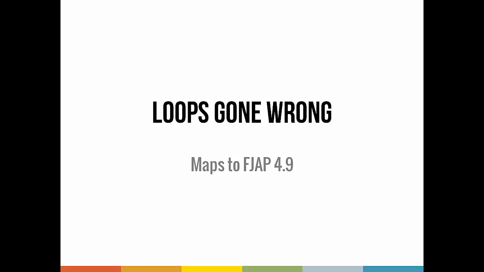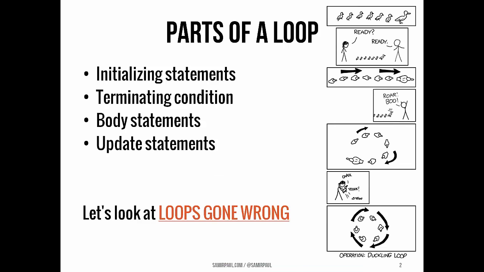It's really easy to make logic errors when you're writing loops. But we can avoid a lot of these simple errors if we just have a good understanding of the basic structure of a loop. Loops typically have four parts.